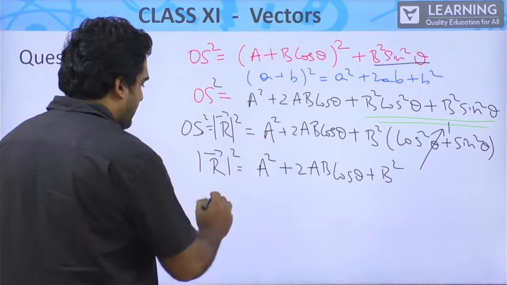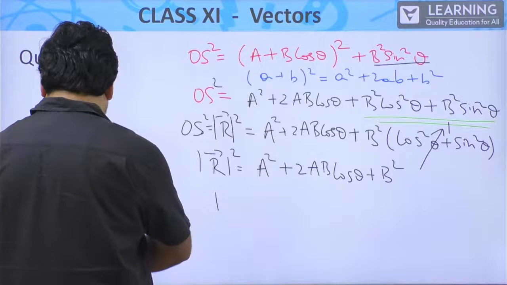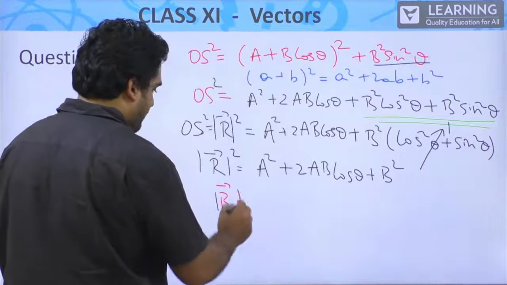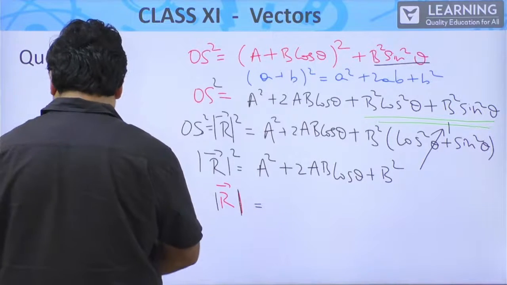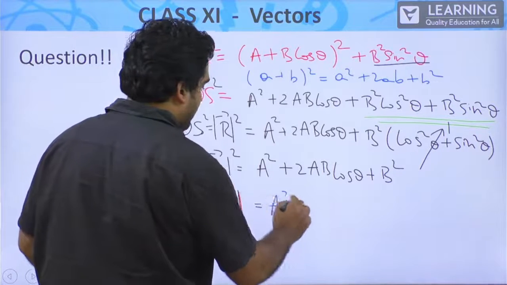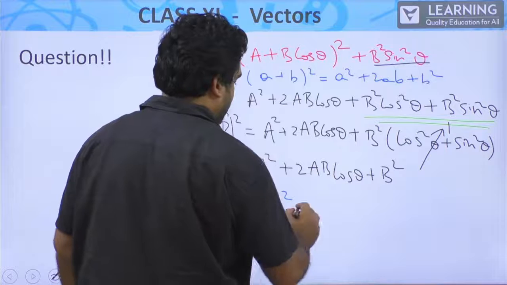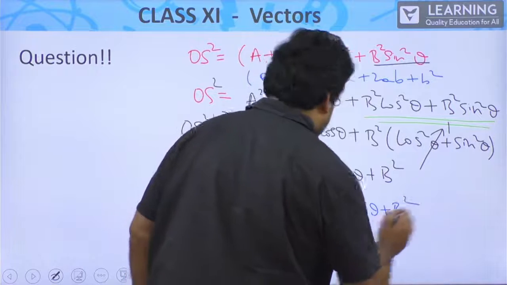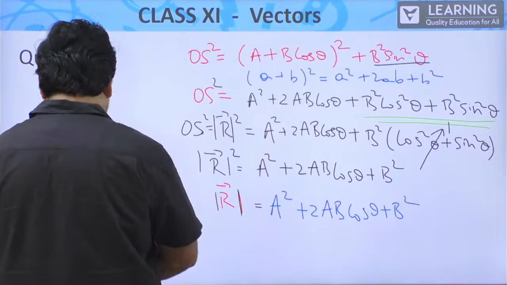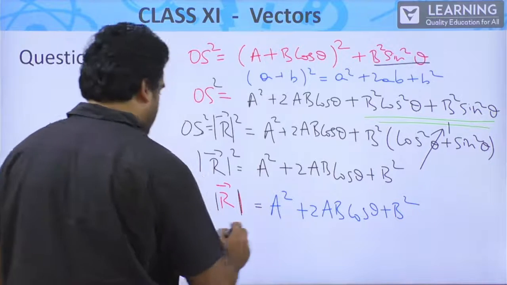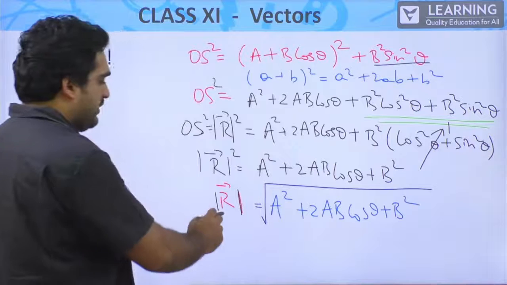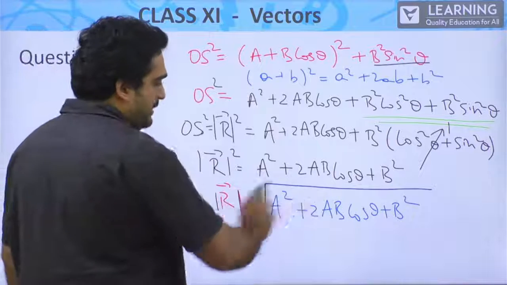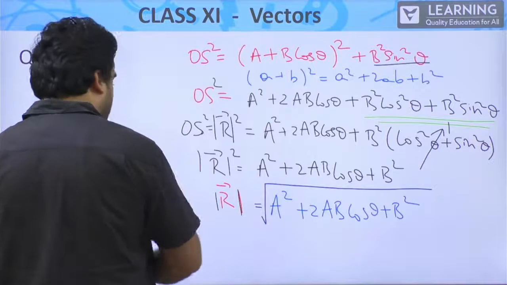So eventually what you get is the magnitude of r vector, which is equal to A square plus 2AB cos theta plus B square. I didn't put the square root. Why should it be under a square root? Because we have r square, so by taking the square root on both sides, you get this result.